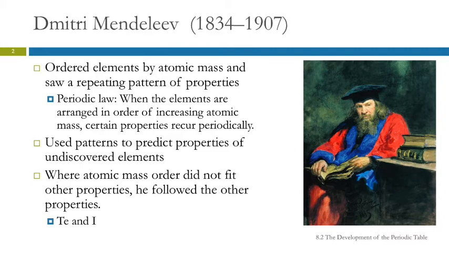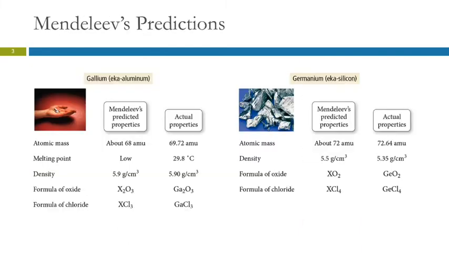Remember, Mendeleev did not know what electrons were. He didn't know what protons were either. So here are some of his predictions. Gallium, which he called Eka aluminum, Eka meaning below, so this is one that would be below aluminum. These are the properties he predicted, and these are the actual properties. And you can see he got it pretty good. He did pretty well. So the density, he nailed it. Formulas, how it reacts with oxygen and chlorine, even the atomic mass is pretty close.